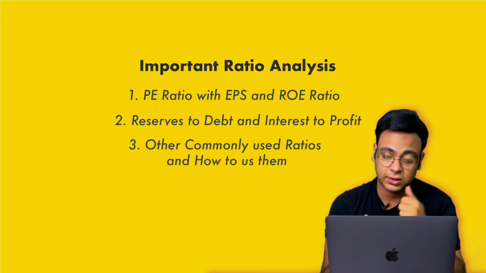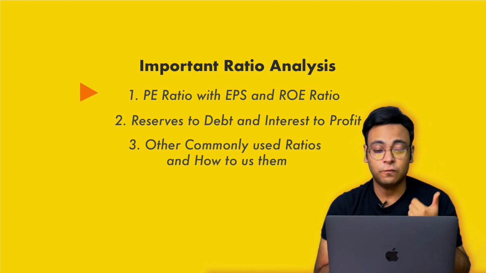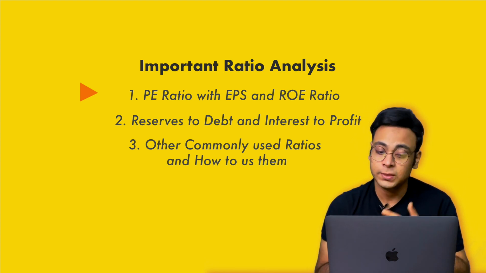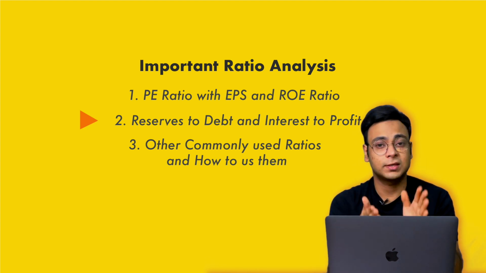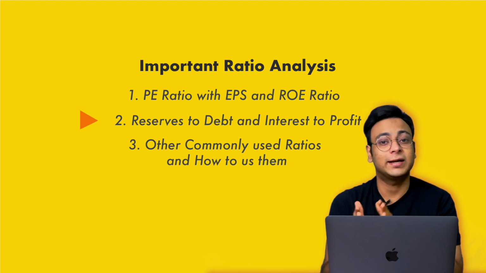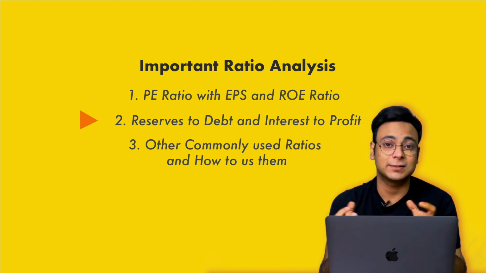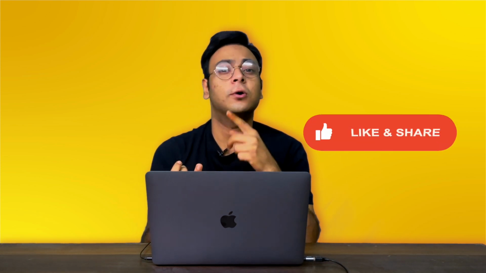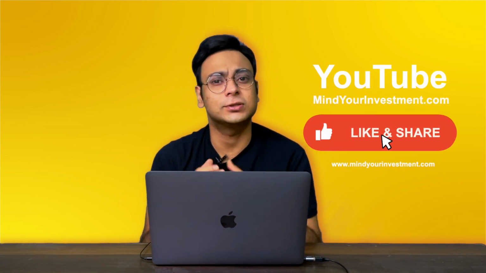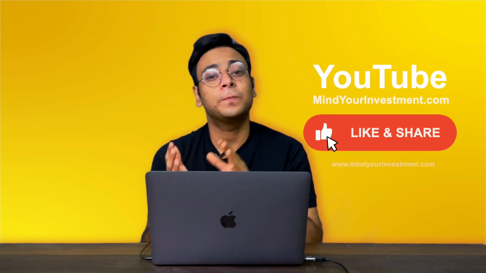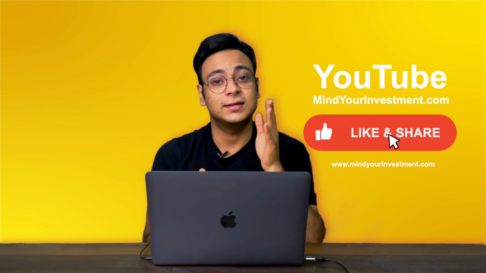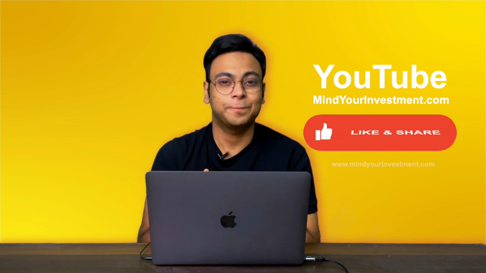In today's video, we're going to cover a few major ratios. The first one is the PE ratio with EPS and ROE. Second one is reserves to debt and interest to profit ratio. This is again a special ratio which will tell you a lot about a company's basic core function. And finally, we look at a few common ratios like quick ratio, debt ratio, and a few examples of those ratios. We'll analyze a company based on these ratios, and first we'll look at these ratios and how we use them. Let's get started.